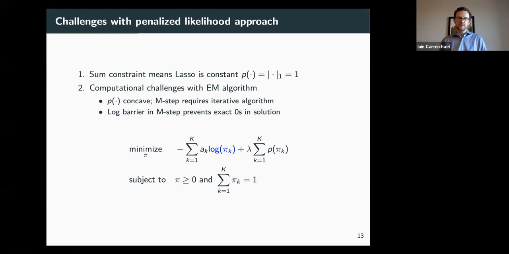But with that P term, especially if it's concave, we might have to use some kind of iterative algorithm. That means the M step would be much slower. That's a little bit bad, but maybe not terrible. But even worse, if our goal is to get sparsity, there's a log barrier term in the M step, meaning that we can never get an exact 0. So that log term that I've highlighted in blue means the solution to this problem can never have a 0 in any of the entries of pi.